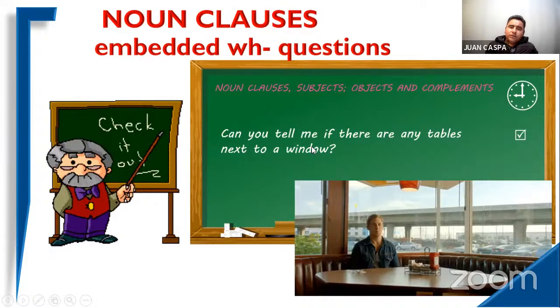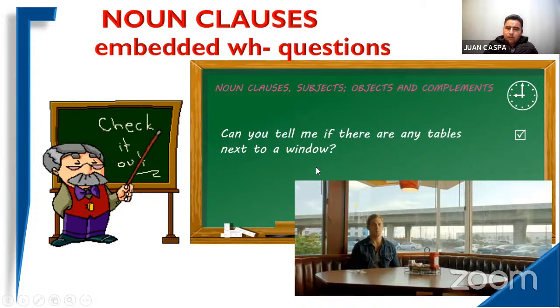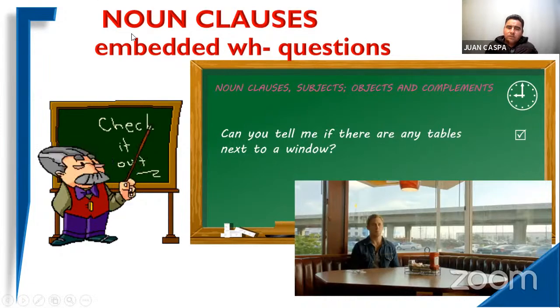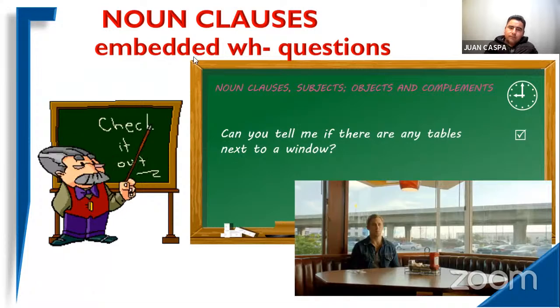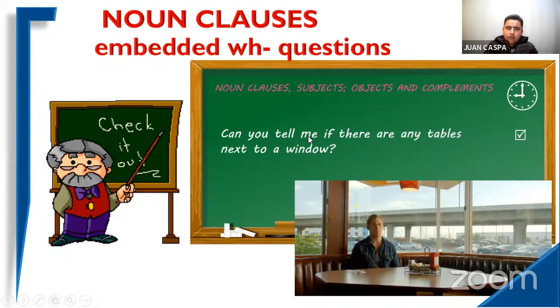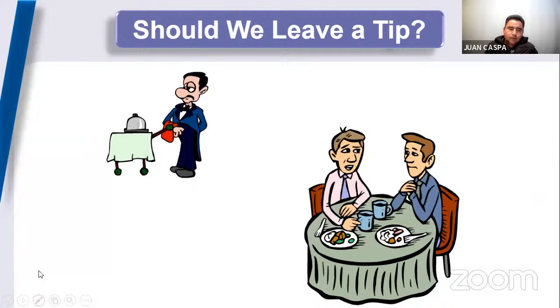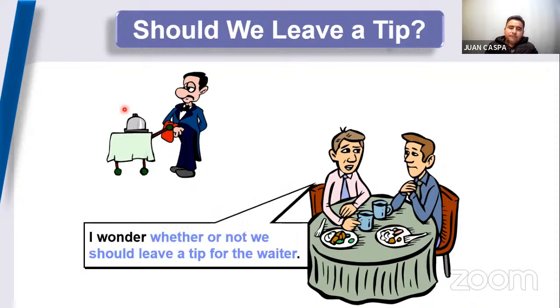This is one question: Can you tell me if there are any tables next to a window? For example, that one is a question, but we are not using a WH word, right? Here is another question: should we leave a tip? And just a common question. Please start. Can you read this story, Ernesto?